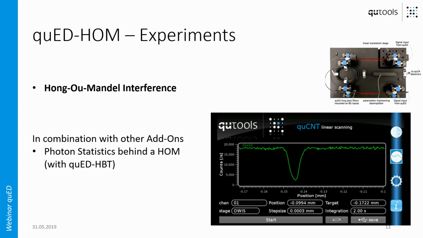You can see them in the bottom, and at the point where the photons will hit the beam splitter at the same time, like here, the coincidence rate drops, because you only have a coincidence if the two photons leave the beam splitter at different output ports, and not when they leave the beam splitter at the same output port.